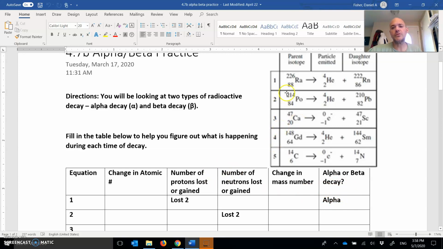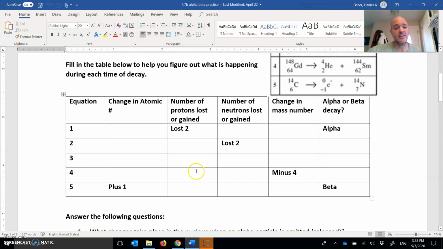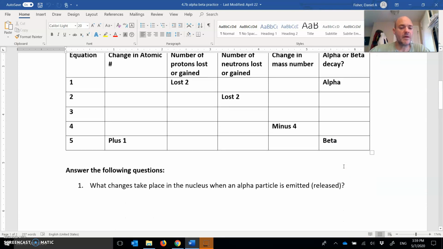As you go through and look at equation number 2, it tells you it lost 2 neutrons. As you look at equation number 3, it doesn't give you any information. You have to figure it out. Equation number 4 tells you that mass change is 4. And then equation number 5 tells you the change in atomic number is +1 because it goes from an atomic number of 6 to an atomic number of 7. And this is beta decay. All right, so think about that, filling that out.